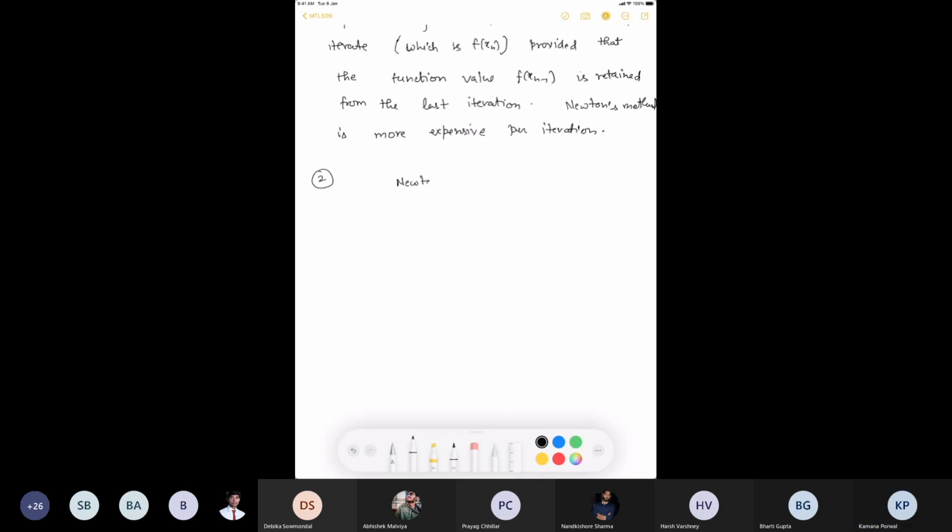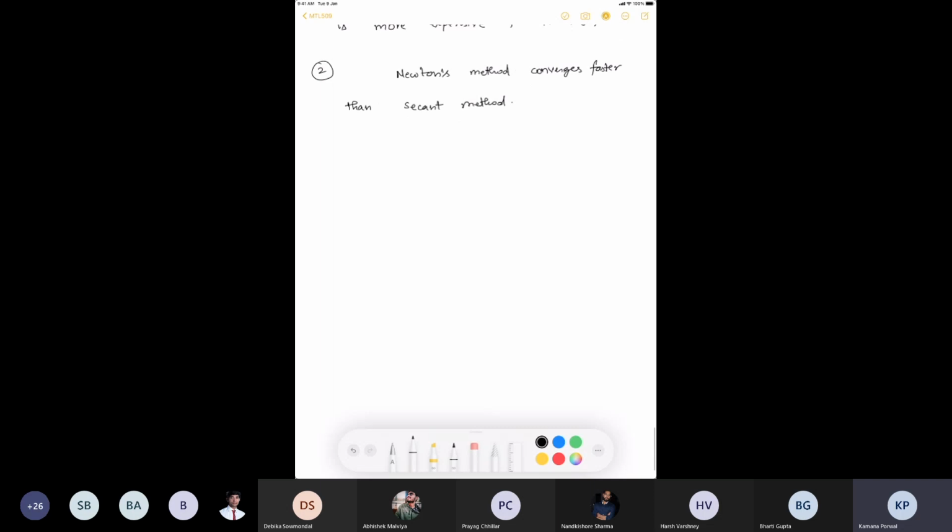So Newton's method converges faster than the secant method. Okay. So in nice conditions, if you set some tolerance, say epsilon, and if you apply Newton's method, you will reach that tolerance in fewer iterations than the secant method, because the convergence is faster here. All right.